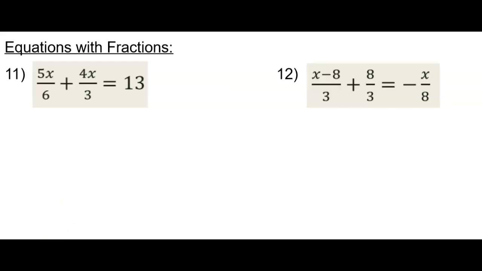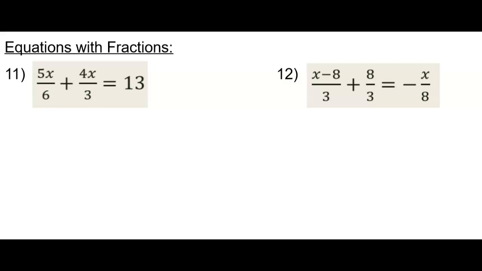All right, so working with fractions can get a little tricky. The easiest thing that we're going to do is to get rid of the fractions. So we're going to get rid of the denominator. So in number 11, 3 and 6 are the denominators. So we're going to find their least common multiple, which we did in previous lessons. So the least common multiple of 3 and 6 is 6.